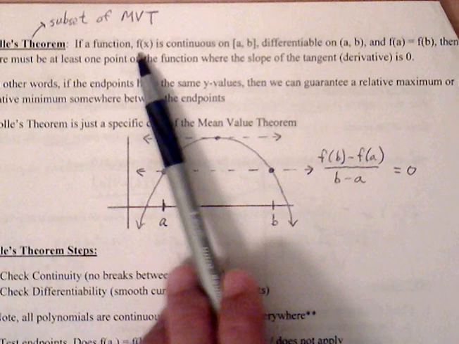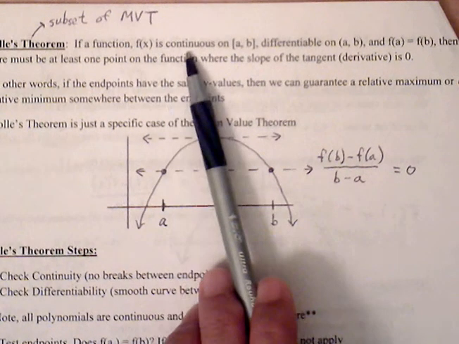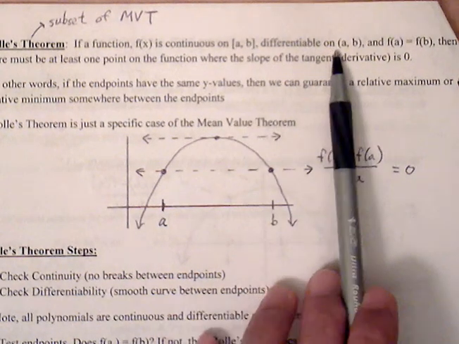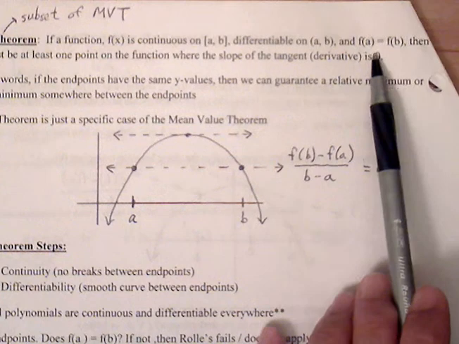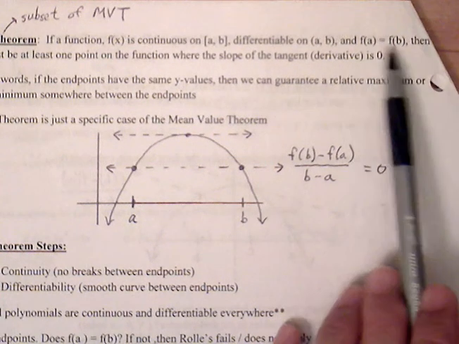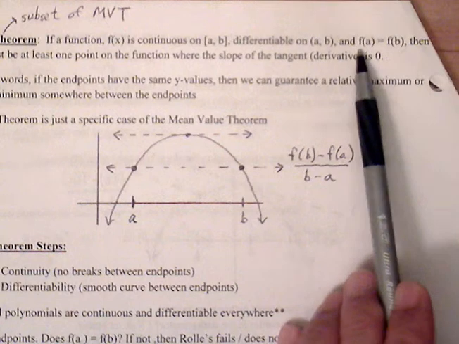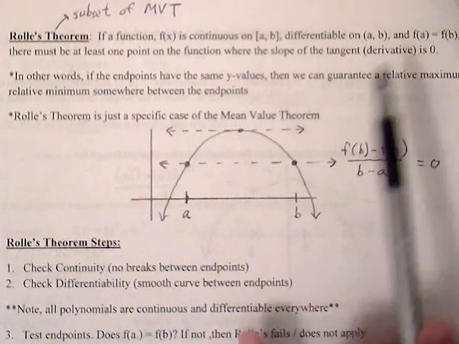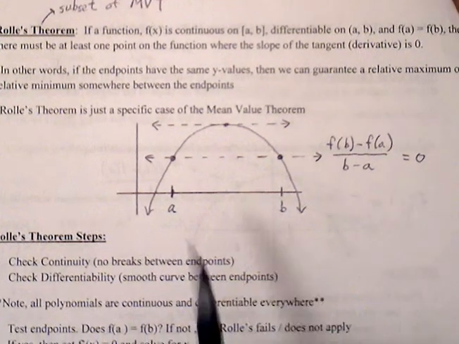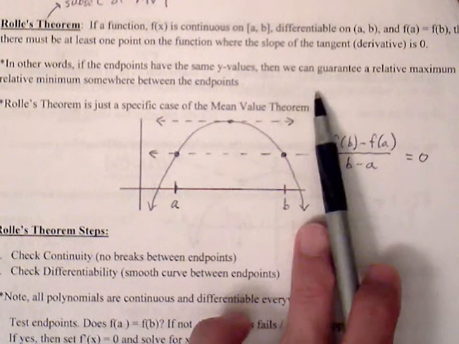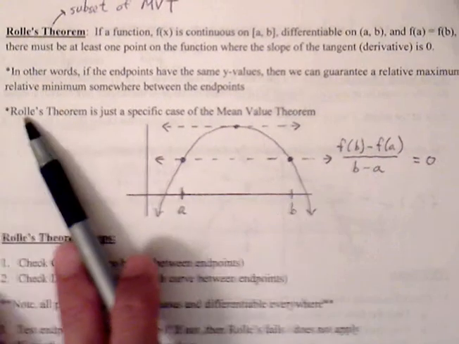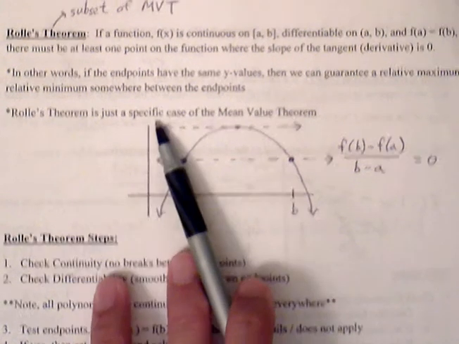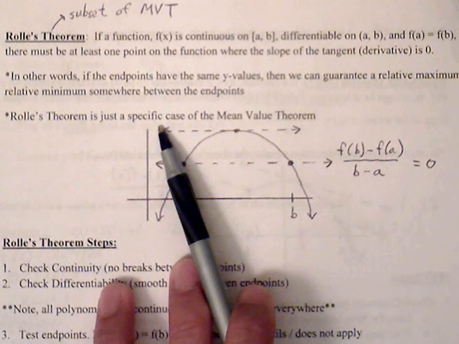So if a function is continuous, okay, no breaks in the graph, differentiable on the open interval, so the conditions are exactly the same as mean value theorem. But now there's an additional condition, and that is where the endpoints have to be equal. So the endpoints have the same y value. Okay, then there must be at least one point in the function where the slope of the tangent line is 0. So in other words, if the endpoints have the same y values, then we can guarantee a relative maximum or a relative minimum somewhere between the endpoints. Okay, so again, Rolle's theorem is just a very specific instance of the mean value theorem.